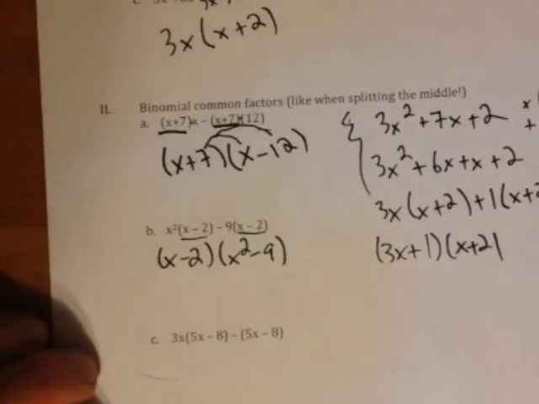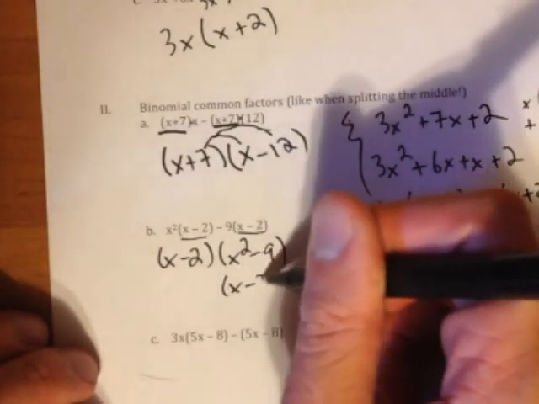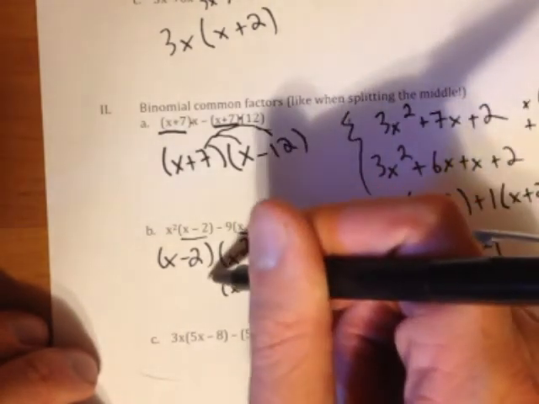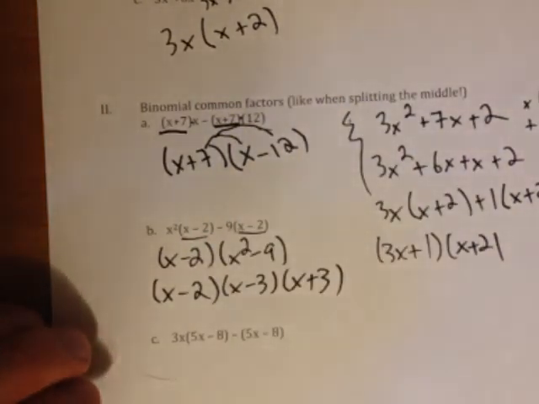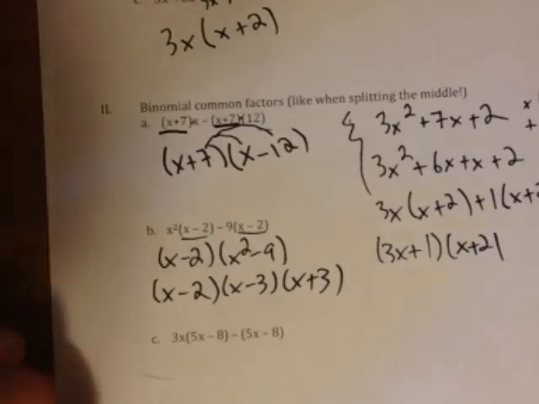Here, this is meant to be a trick question though. Look at what you have left. You have a difference of squares left in this parentheses that can be written as x minus 3 times x plus 3. You do need to do that. Get used to the fact that even after you do some factoring, there might still be some factoring left for you to do at the end.